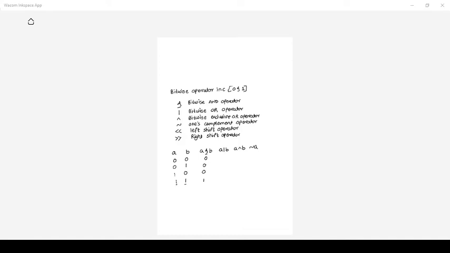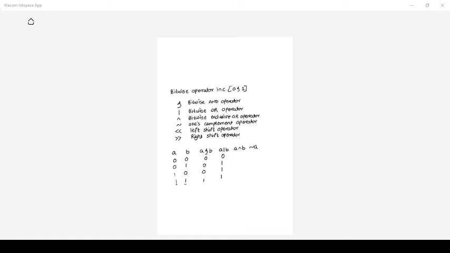Next is the bitwise OR operator. For 0 0 you will get 0, for 0 1 it is 1, for 1 0 it is 1, and for 1 1 it is 1. So if the bit value of any of the operands is 1, then you will get the output 1, otherwise it is 0. This is the bitwise OR operator.